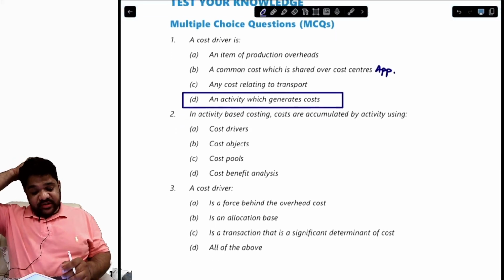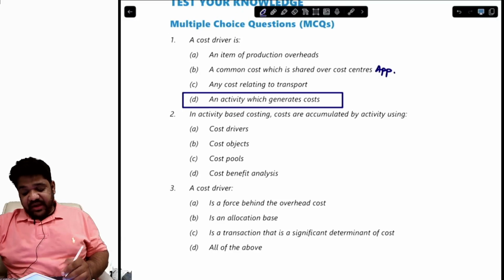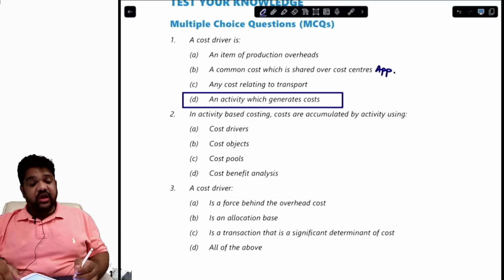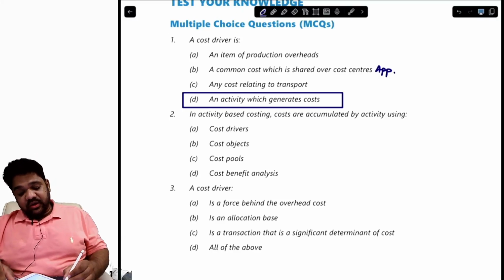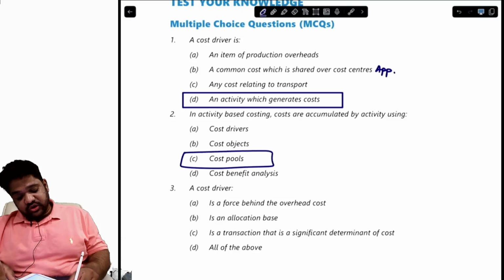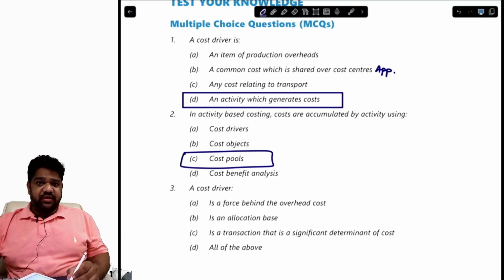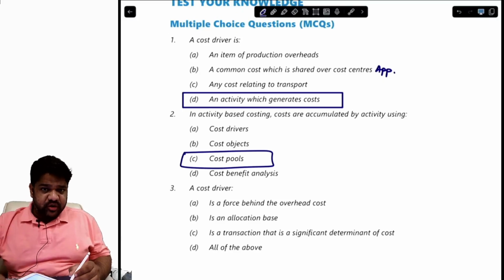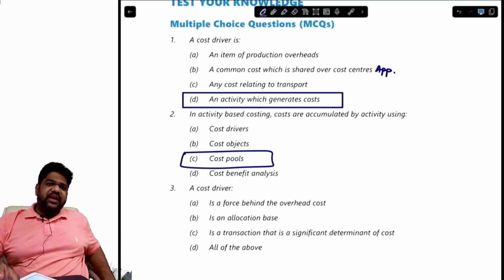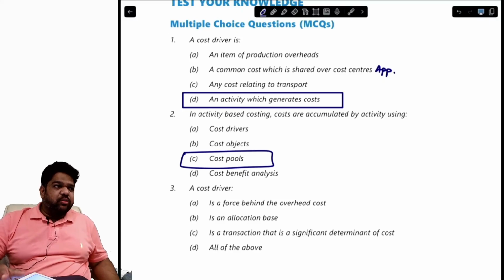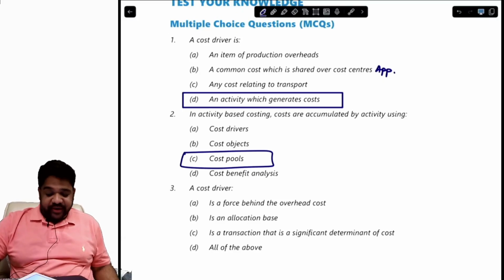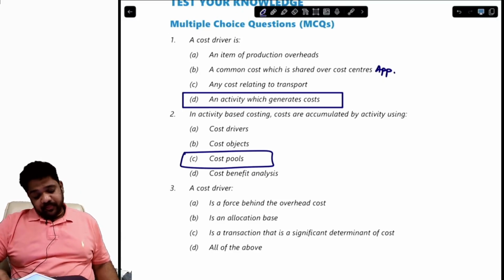In activity based costing, second one, costs are accumulated by activities. What are the accumulated costs called? They are called cost pools. Cost driver, we just saw it is the reason why a cost changes. Cost object is anything for which you're trying to find a cost. Cost benefit analysis is where you're trying to see how much money is incurred and against that how much gain you get. So again, out of scope.